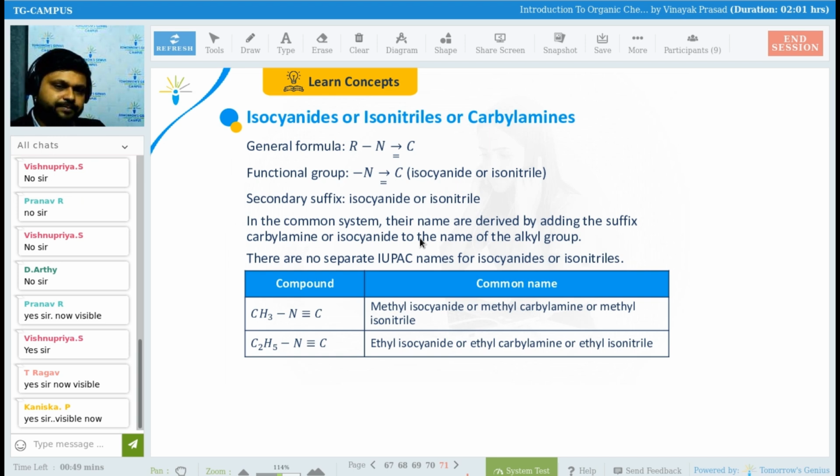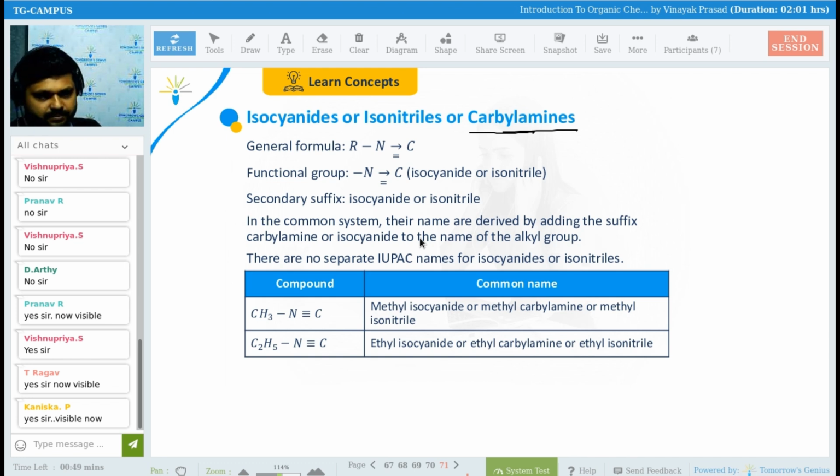Okay, guys. So now see here. Now we are having isocyanide or isonitriles or carbylamines. So see here, how we will be writing this? See, actually, what happens here? Nitrogen is only forming three bonds. But here you are saying that nitrogen is forming 4 bonds. So that one bond will be a coordinate bond.